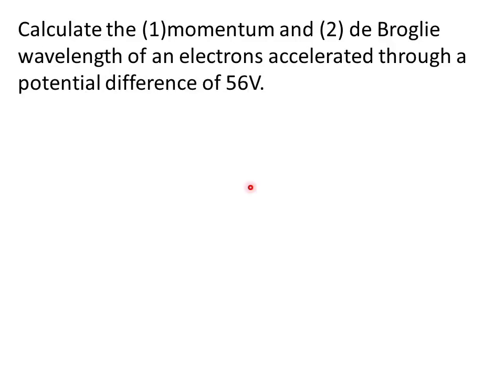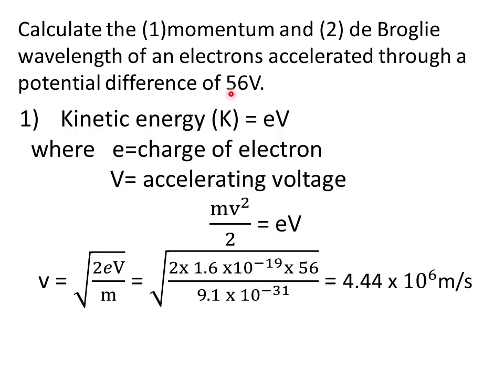Calculate the momentum and de Broglie wavelength of an electron accelerated through a potential difference of 56 volt. Kinetic energy K is equal to eV, where e is the charge of the electron and V is the accelerating potential. Instead of K, we can write mv² by 2. So mv² by 2 equals eV. Now we get velocity v equal to root of 2eV by m.